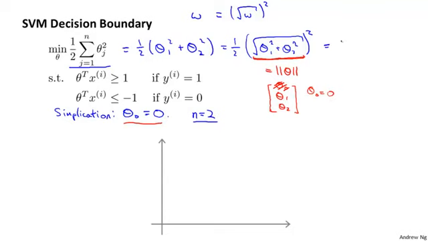And so finally, this means that my optimization objective is equal to 1/2 of the norm of theta squared. So all the support vector machine is doing in the optimization objective is minimizing the squared norm, the squared length, of the parameter vector theta.